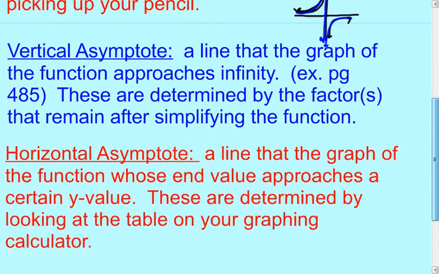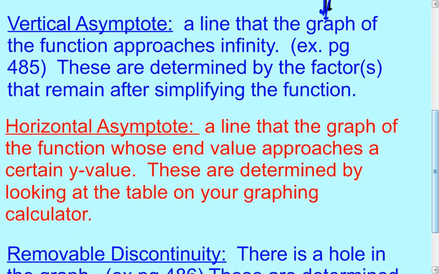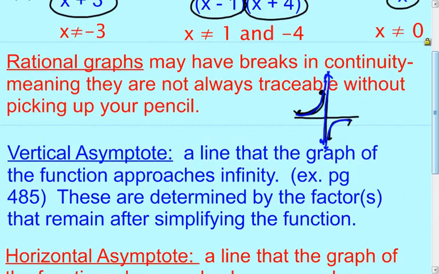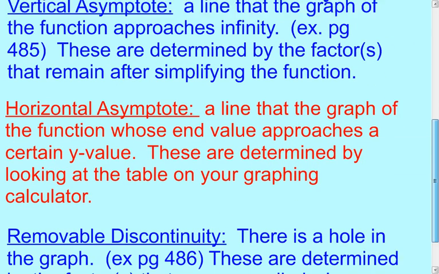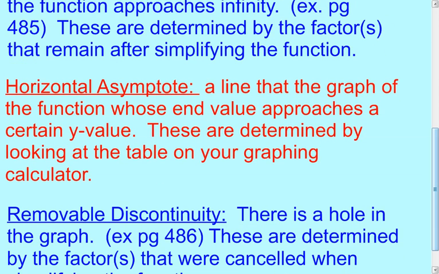Okay? Then there are horizontal asymptotes. A horizontal asymptote is very similar, except it's a horizontal line that a graph would approach. So this line right here, which happens to be the x-axis in this case, but it's not always the x-axis, is a horizontal line. Because again, that branch approaches that horizontal line, but never ever touches it. Same thing here, the graph approaches that horizontal line but never touches it. So that would be a horizontal asymptote. Those need to be figured out using your calculator and using your table. They're a little bit trickier, but we'll show you how to do that eventually.